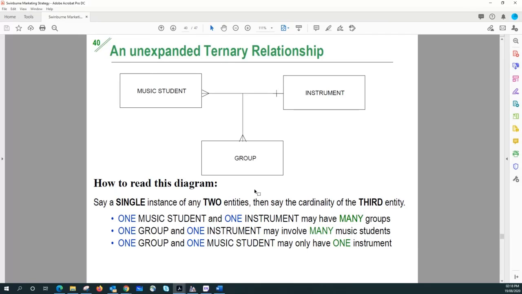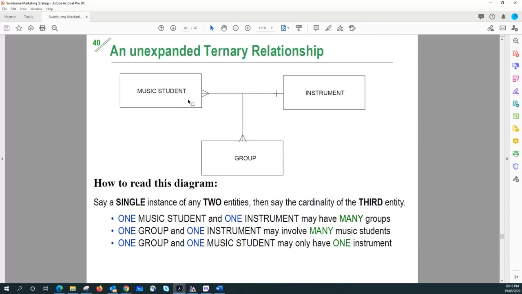We start with one single entity. One employee belongs to one department. One department may have many employees, so always one with a single entity. But when it comes to the ternary relationship, we need to take one single instance, but with two entities this time.